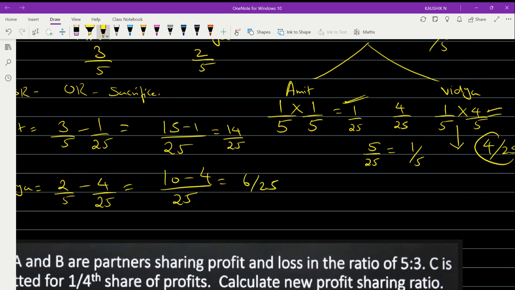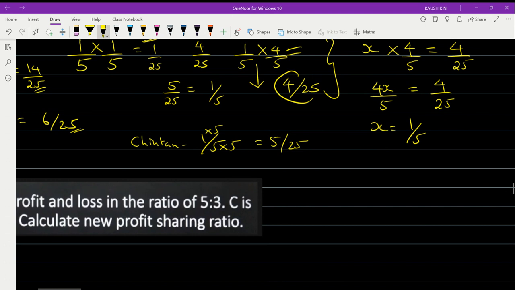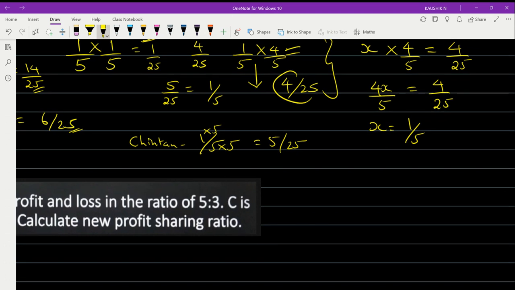And then for Chintan, it is given as 1 by 5. Since the base is 25 for all the partners, convert this also to 25 by multiplying with 5. So 5 by 25. Is it clear? So now you got the NPSR. The NPSR is 14 is to 6 is to 5, and the sacrificing ratio will be 1 is to 4. Clear?